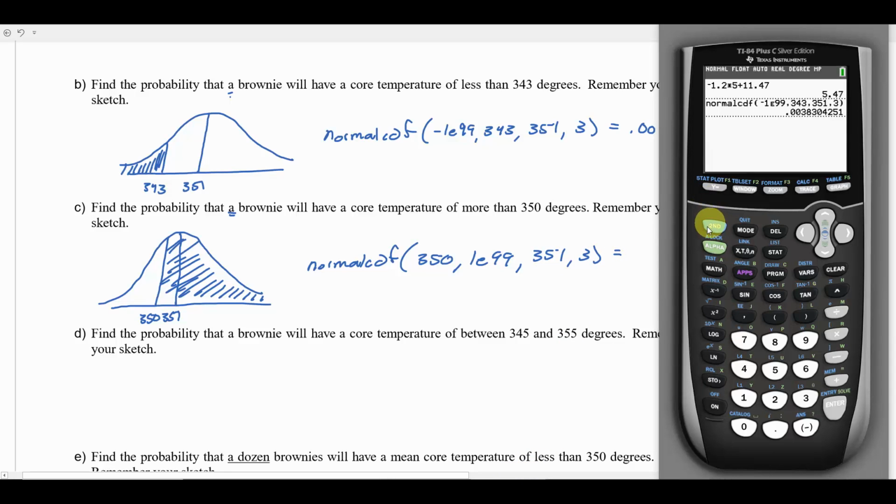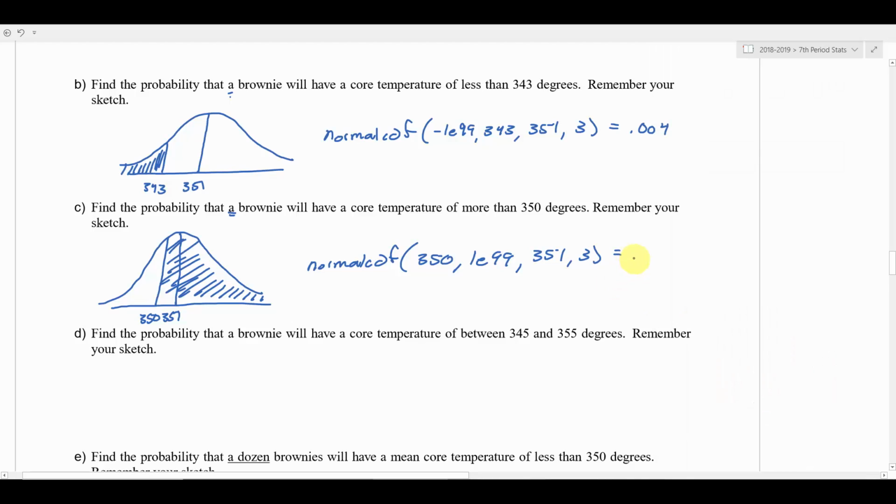Here we go. Second bars, normal CDF, and we're going to go 350 up to 1E99. So we got 0.631. There we go. Right, try another one.